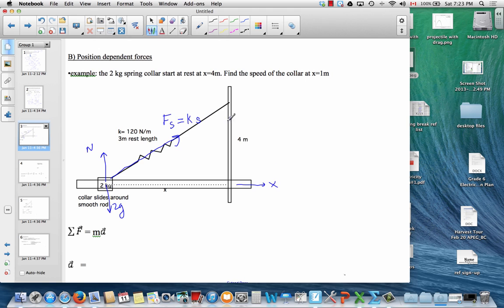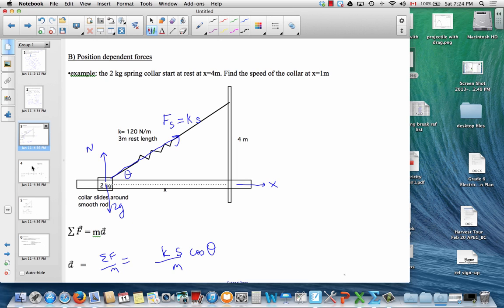Now s, the extension of the spring, is going to be its length in this position minus its rest length of 3. Now, that force clearly acts on an angle. We're also going to want to know what that angle is. So sum of the forces is ma. A will be the sum of the forces over the mass. And so the net x force is going to be ks cos theta divided by the mass. Now we know the mass is 2 kilograms. We know the elastic constant of the spring is 120. But let's just leave them as symbols for now.